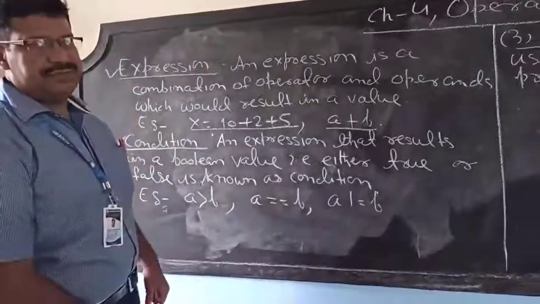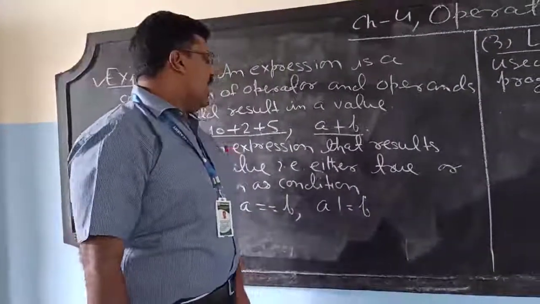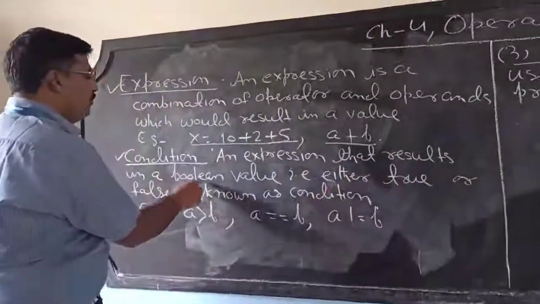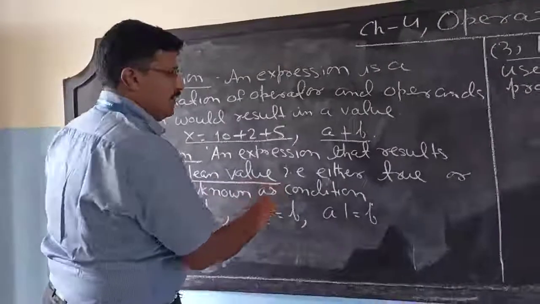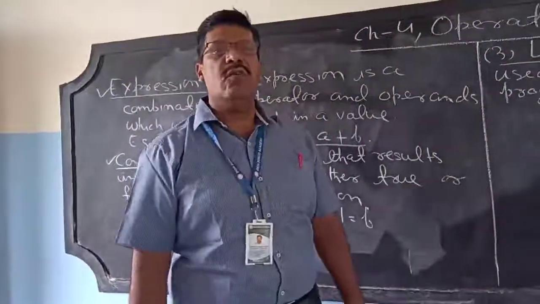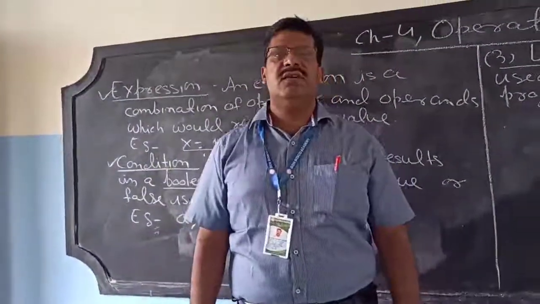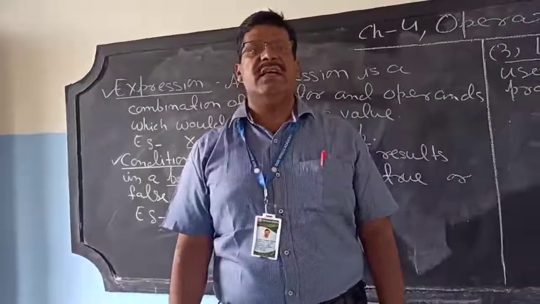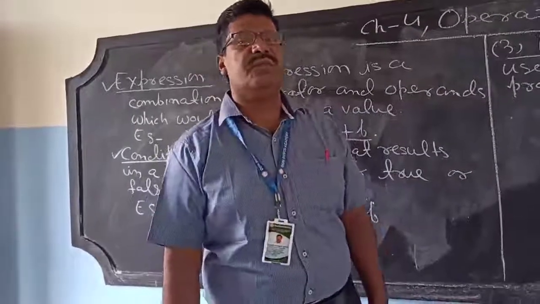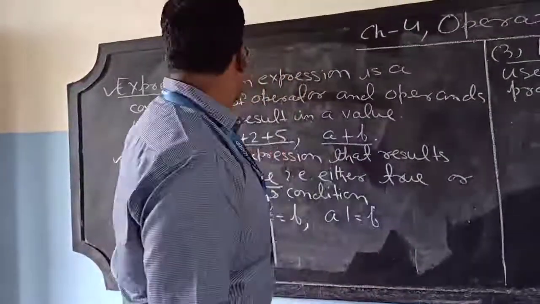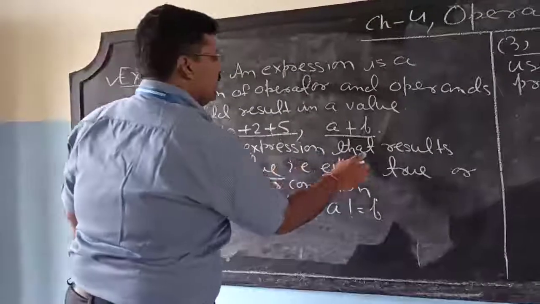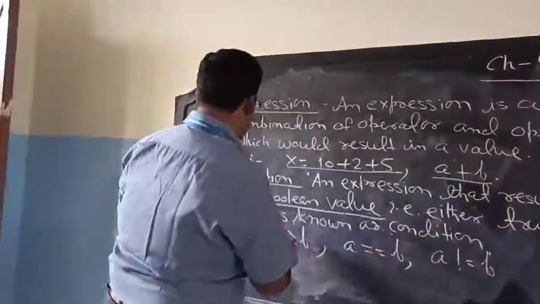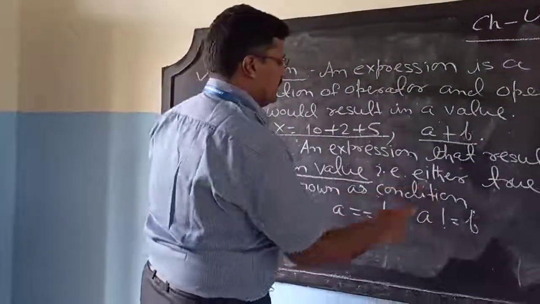Now the next term is condition. What is a condition? An expression that results in a Boolean value. What value? Boolean value. Boolean means true or false. So the expression which gives the answer in true or false, yes or no, is called a condition. So an expression that results in a Boolean value, that is either true or false, is known as a condition.